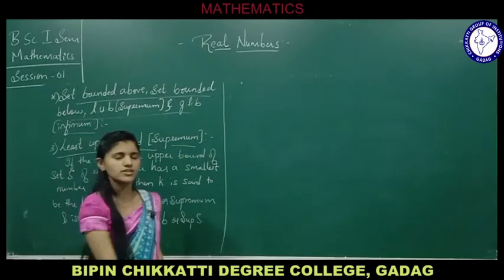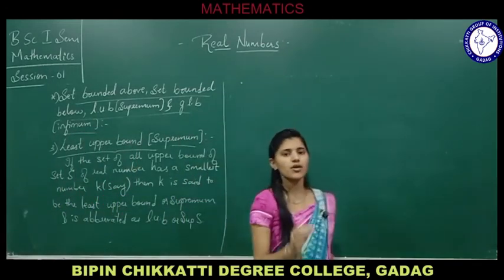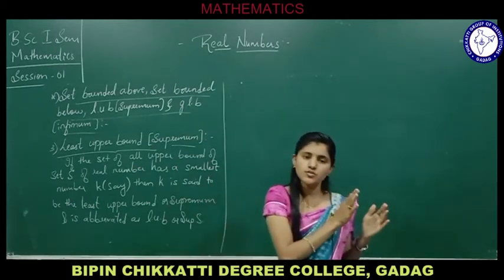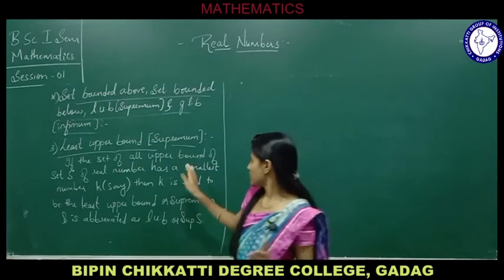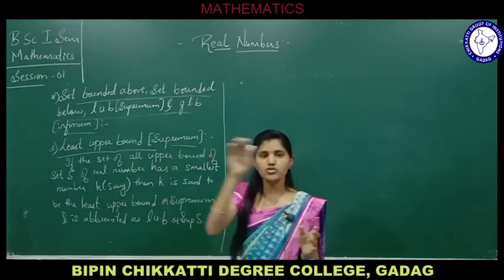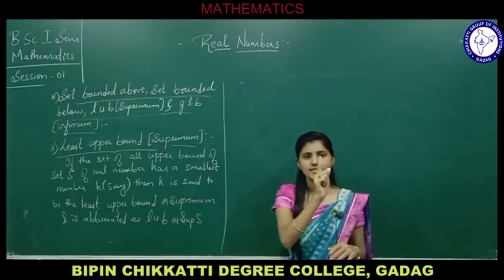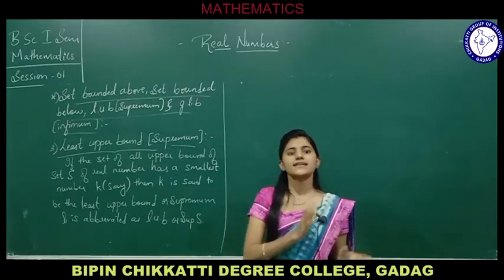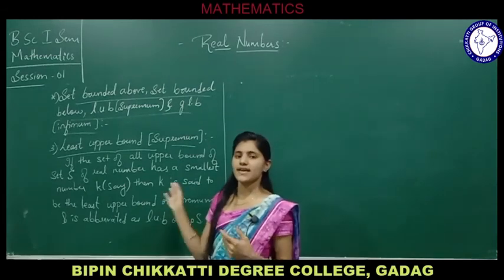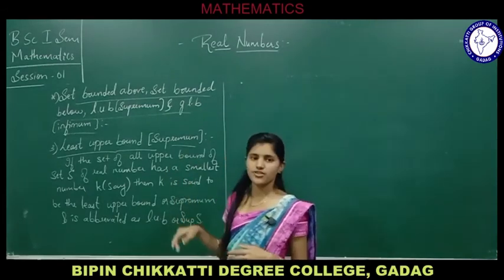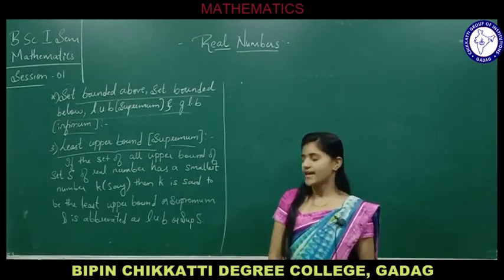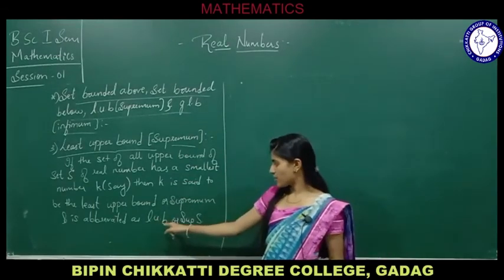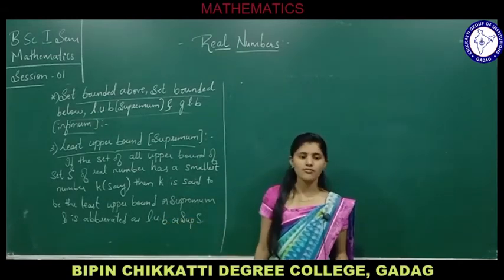What is actually the least upper bound or supremum? Among all the upper bounds, there exists one smallest number which is also an upper bound. Let us say it is K. Then K is the least upper bound of S or supremum of S, abbreviated as LUB or supremum of S.